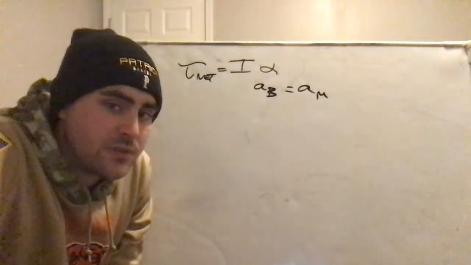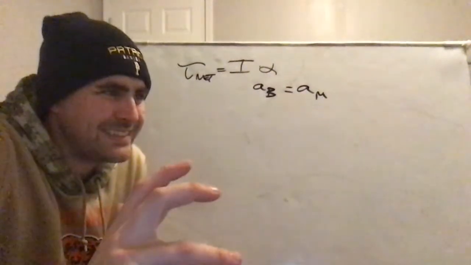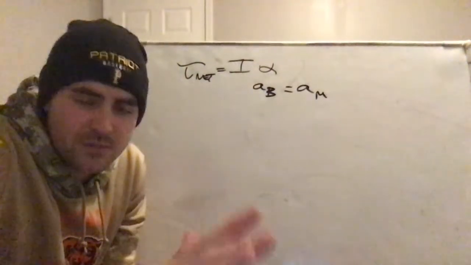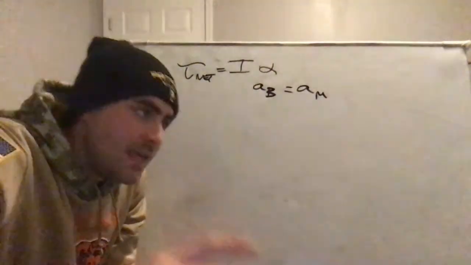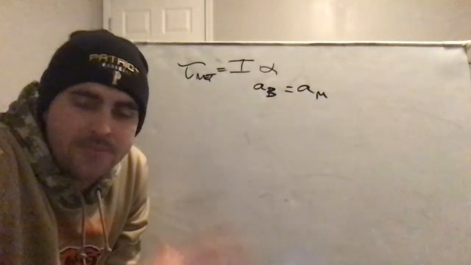So T-net is only equal to 0 if the thing is not angularly accelerating. Sorry, it is equal to 0 if it's at rest, or if it's at a constant speed angularly. That's when T-net equals 0. All right, very similar to forces.